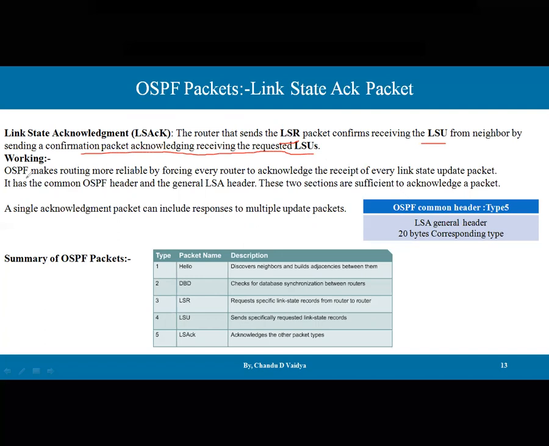Now how does it work? OSPF makes routing more reliable by forcing every router to acknowledge the receipt of every link state update packet. It has the common OSPF header format and the general LSA header. These two sections are sufficient to acknowledge the packet. And a single acknowledgement packet can include the response to multiple packets also.